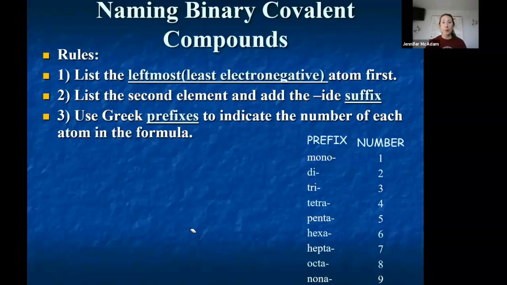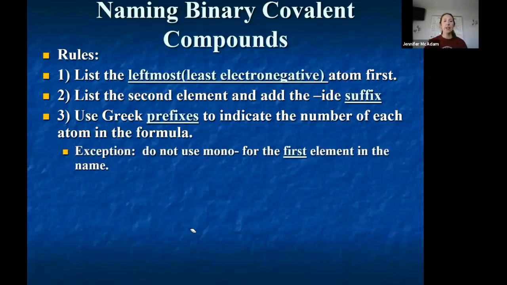Remember these from geometry, like pentagon, hexagon, octagon. Yep, you need to know those. We're pretty good. Which ones do we always forget? We forget hepta all the time. Hepta seems to be the one that really gets us. Hepta is 7, but you need to know these Greek prefixes. Okay, there's one exception, and only one exception, to naming these: we don't use mono for the first element.